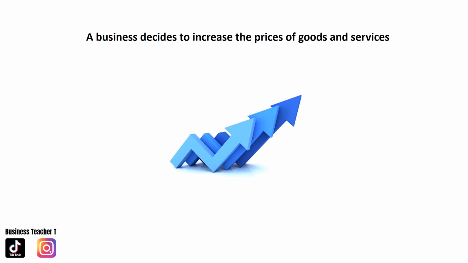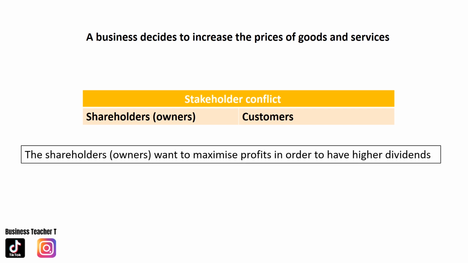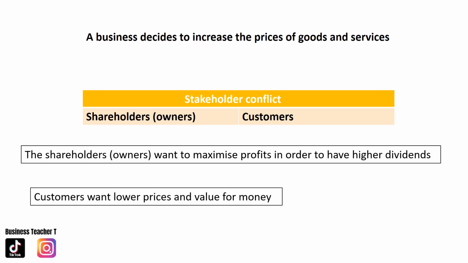Another scenario that might cause stakeholder conflict could be if a business decides to increase the prices of their goods and services. Two stakeholder groups that would conflict here are shareholders and customers. So the shareholders want to maximize profits in order for them to have higher dividends, so they may very well be in favor of the increase in price. Whereas the customers, they want lower prices and value for money. So there's a distinct conflict there. Can you think of any other conflicts?